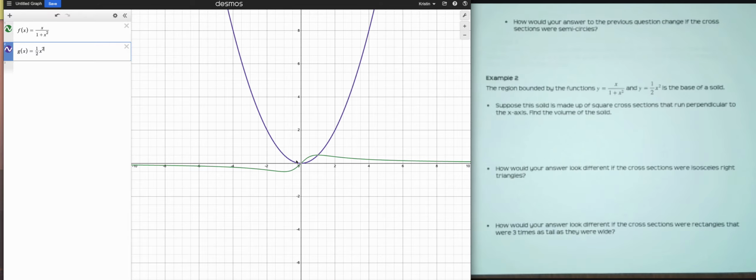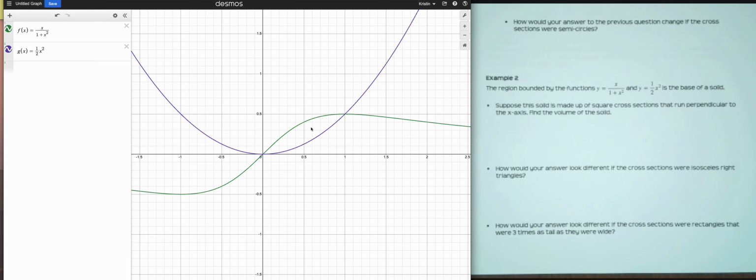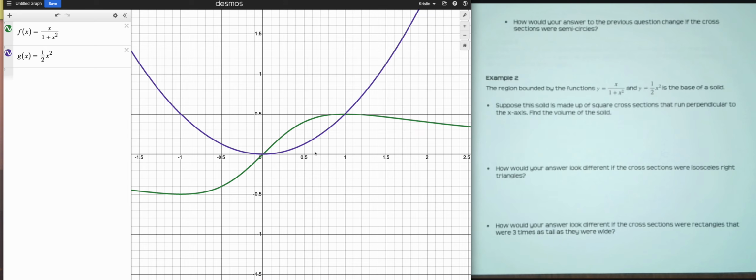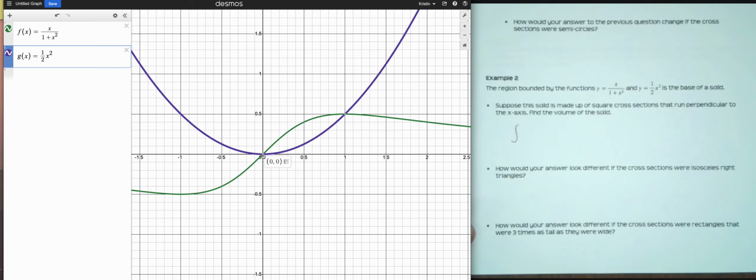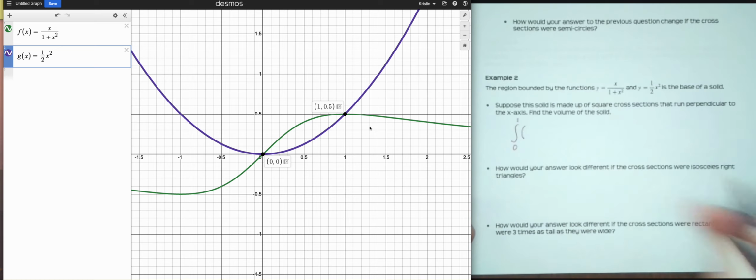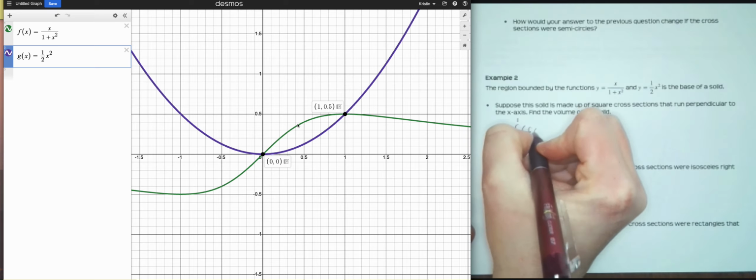There we go. Okay, so I'm working on this tiny little sliver of space, right? This area that's in between here. That's what I'm trying to integrate, right? I'm building square cross sections here. So let's see. My integral is going to go from 0 to 1. And I'm subtracting the green function minus the purple function because the green one is on top. So this one should be f of x minus g of x.